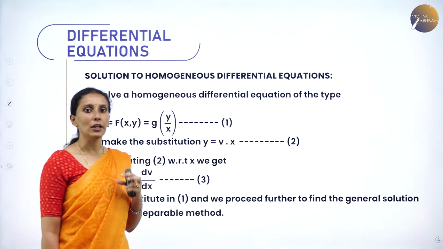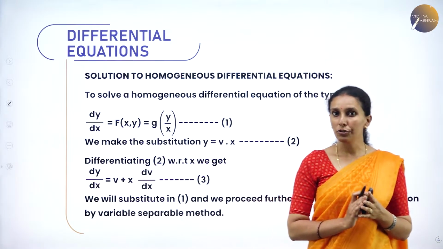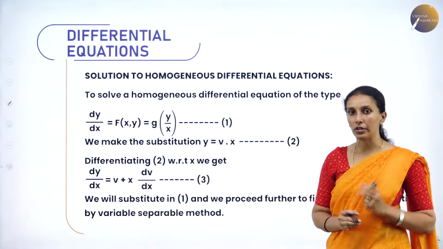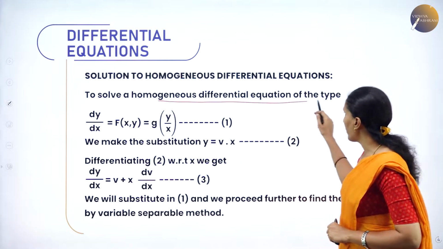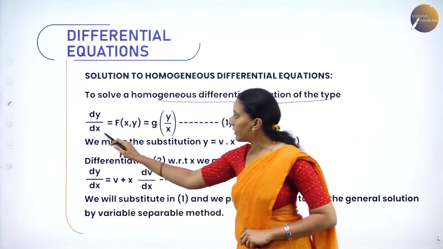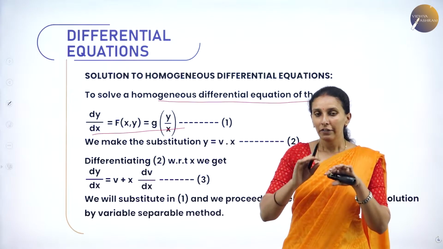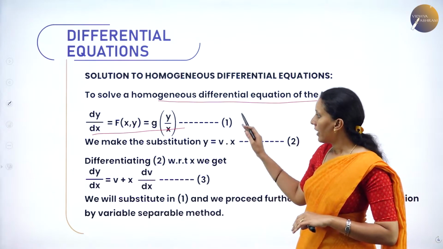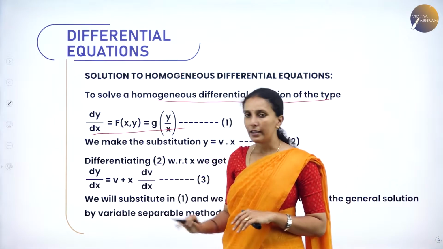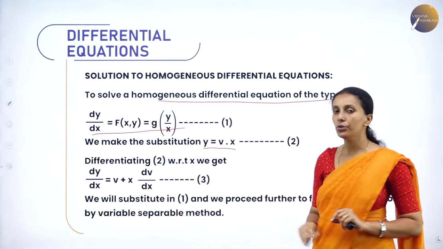Now, finding the solutions for homogeneous differential equation. How to find the solution for a homogeneous differential equation? First, if the homogeneous differential equation is given of the form dy by dx is equal to f of x comma y, or g of y by x, that is, if the equation can be written in the form of y by x in every variable, then it is of the form dy by dx. There we make a substitution as y is equal to vx.